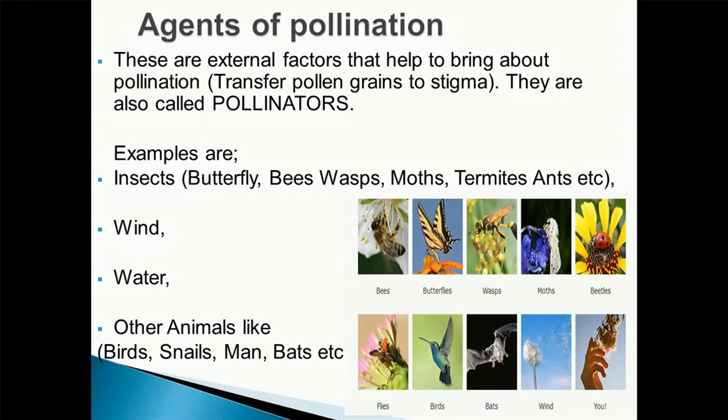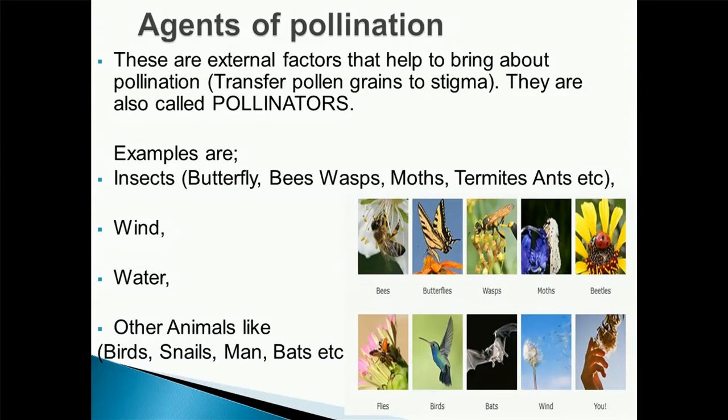Note that not all insects are pollinators. Remember, butterfly is a common pollinator. Number 2 agent of pollination, we have the wind. Wind can also help to move pollen grains from the anther to the stigma of a flower. Number 3, we have water. Water can as well help in transferring pollen grains to the stigma of a flower. And number 4, we have other animals such as man, birds, snails, bats, and so on.